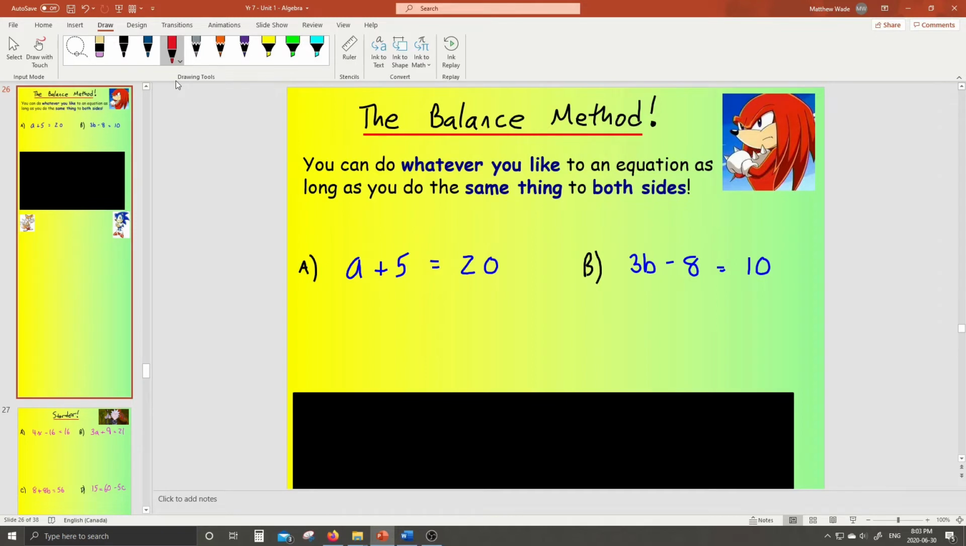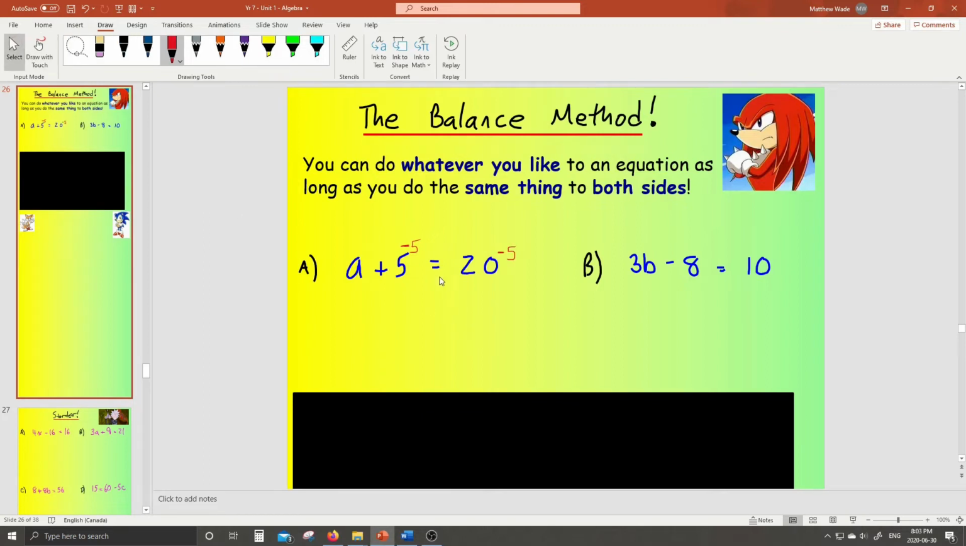I want the letter to be all by itself. So A needs to be alone on the left-hand side. The trouble is, there's been a plus 5 next to it. So what's the opposite of plus 5? Well, the opposite of plus 5 is take 5. So you put a little take 5 there. Now to balance it out, you have to do the same to the other side to keep it fair, to make it so that the same is done to both sides. You put a little minus 5 there.